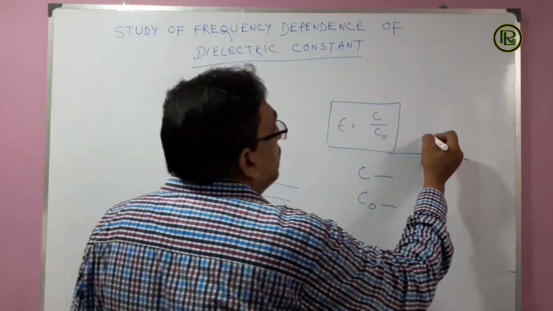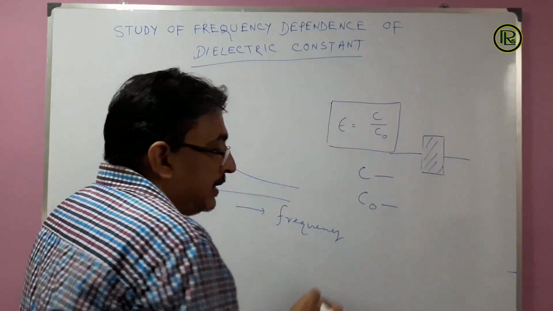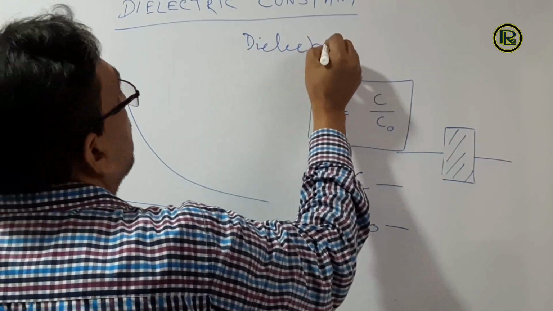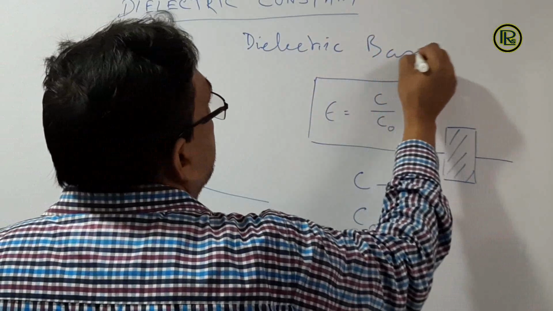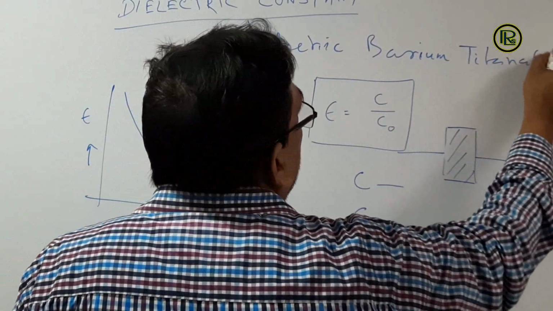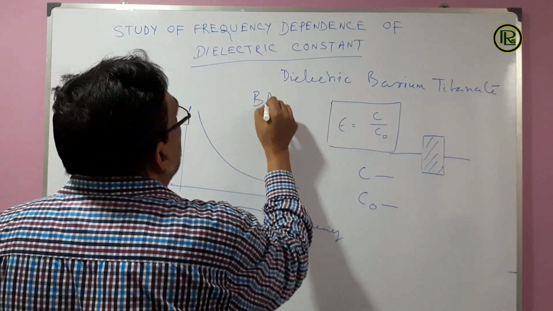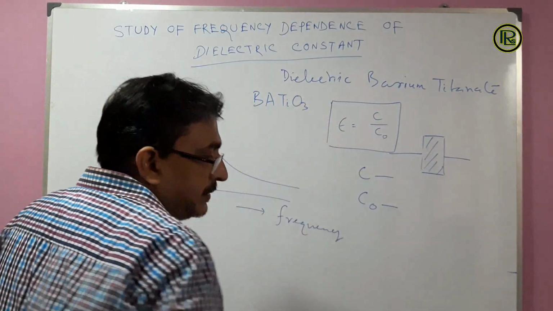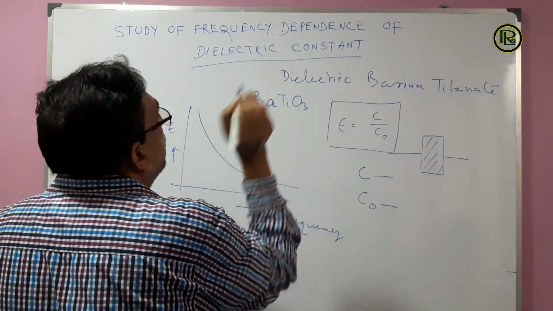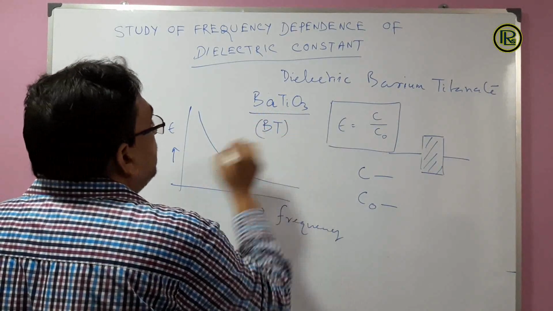The dielectric sample we are going to use is barium titanate. It has the symbol BaTiO3, with a small letter i, and in short it is written as BT.